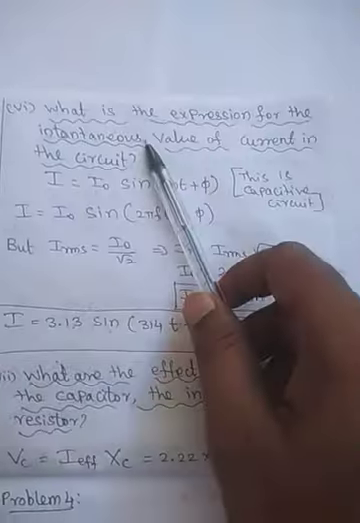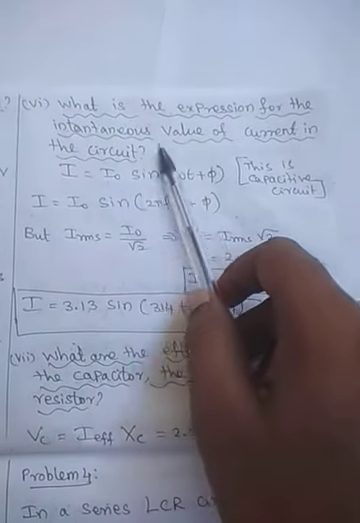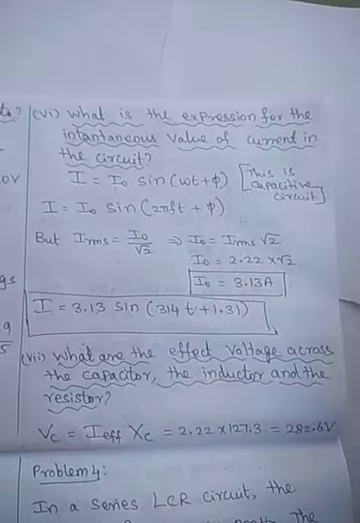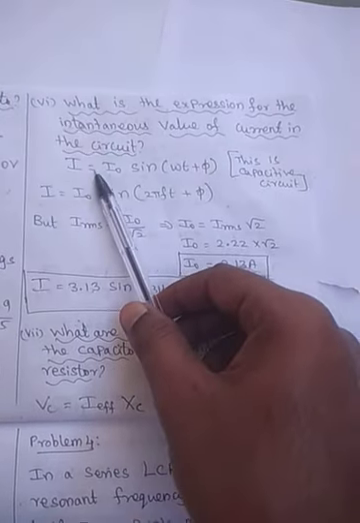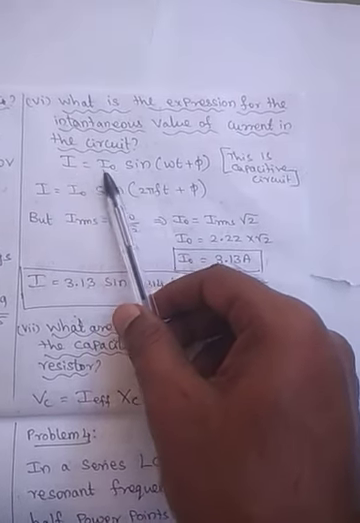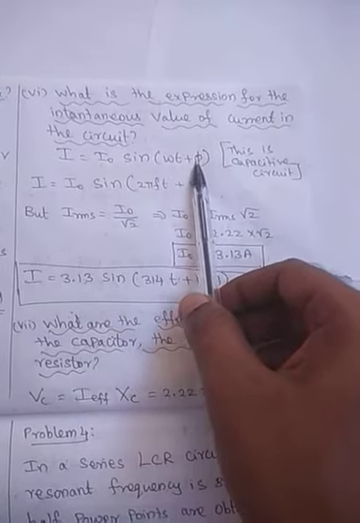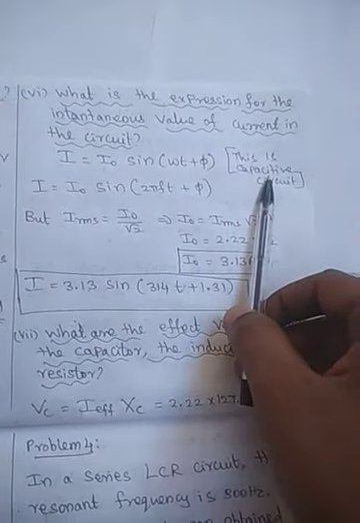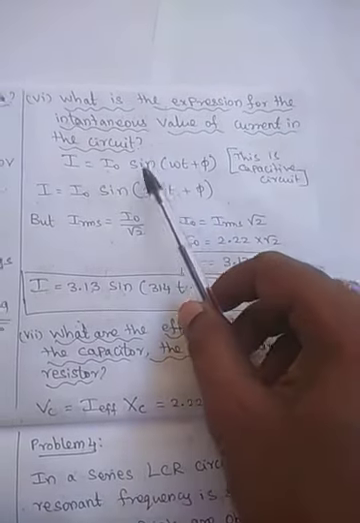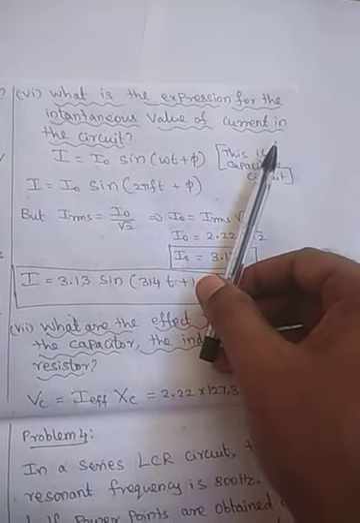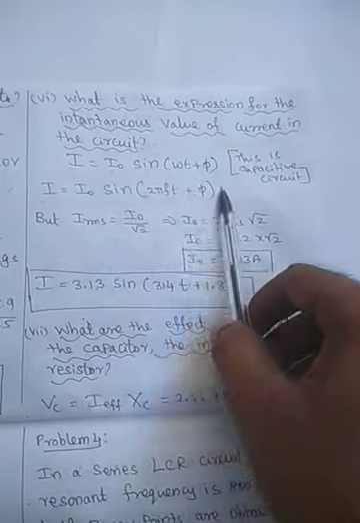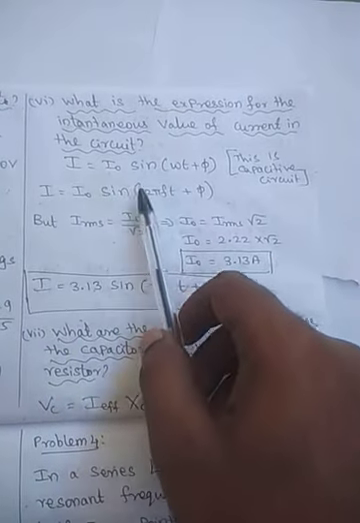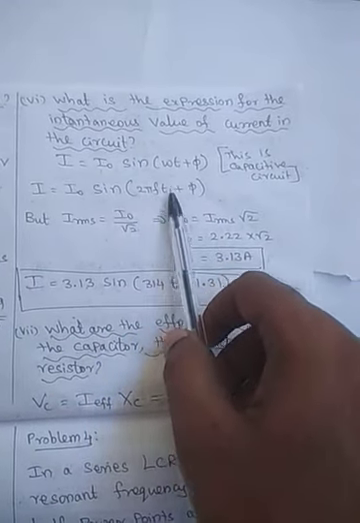Then what is the expression for the instantaneous value of current in the circuit? The instantaneous value of current can be calculated by using I is equal to I naught sine of omega t plus phi. Why do we have to put plus phi? This is a capacitive circuit. That means the current will lead the voltage by phase phi. So I is equal to I naught sine of omega t plus phi.